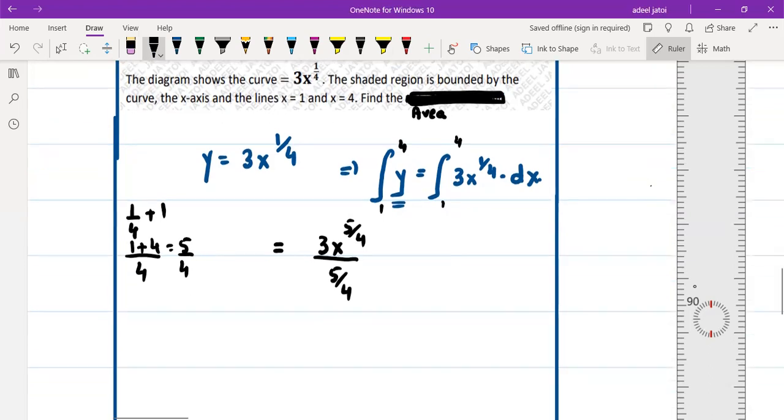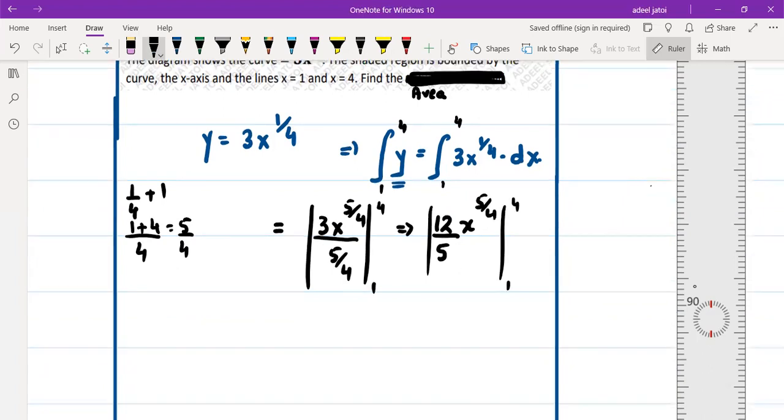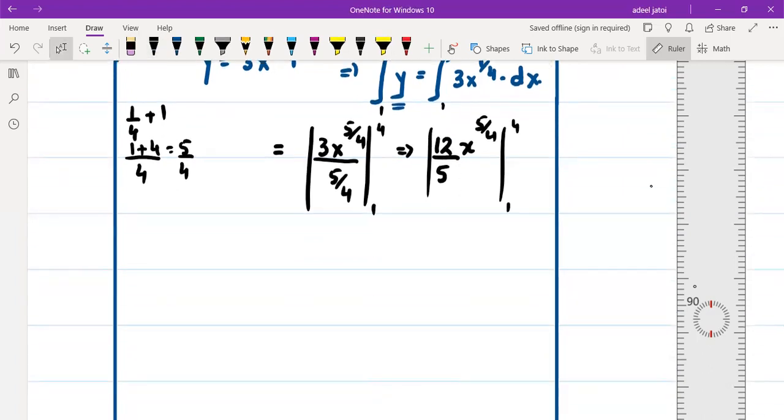5 upon 4 in the denominator as well. So that means we will not be writing C, but we will put down the limits, that is 4 and 1. So 4 into 3 becomes 12 upon 5, and this is x^(5/4) with limits 4 and 1. So what we can do is 12 upon 5, your first limit is 4 to the power 5 upon 4, minus 12 upon 5, your second limit is 1 to the power 5 upon 4.